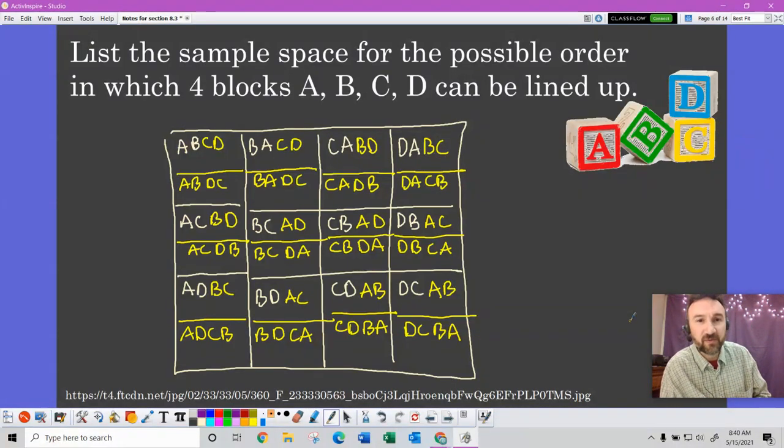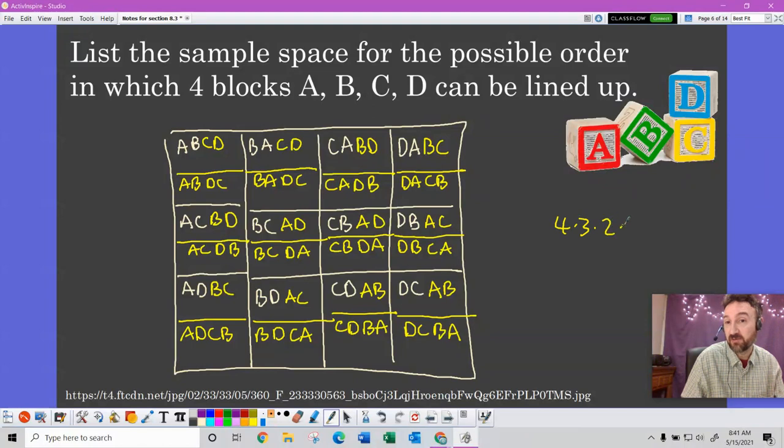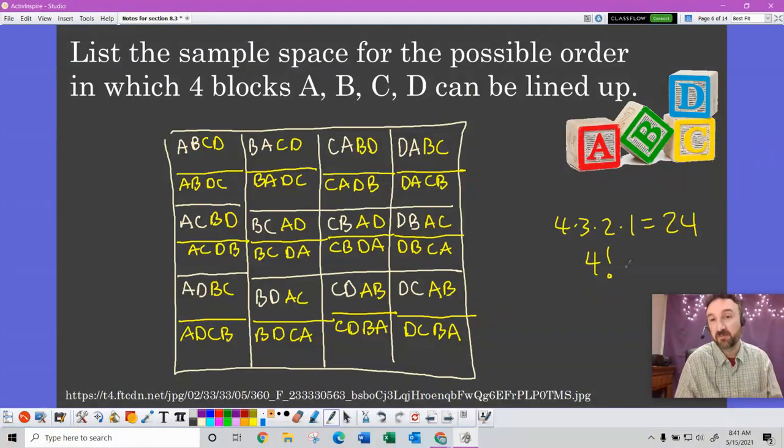So here we've listed off all the different possibilities, and I count 24 of them. Which sort of makes sense, because there's 4 ways to pick the first block, and then there's 3 ways to pick the second block, and then 2 ways to pick the third block, and then only 1 way to pick the last block. So 4 times 3 times 2 times 1 is 24. Another way of doing this in mathematics is to write 4 exclamation mark. It's factorial notation, and that means 24. It's a way of counting.